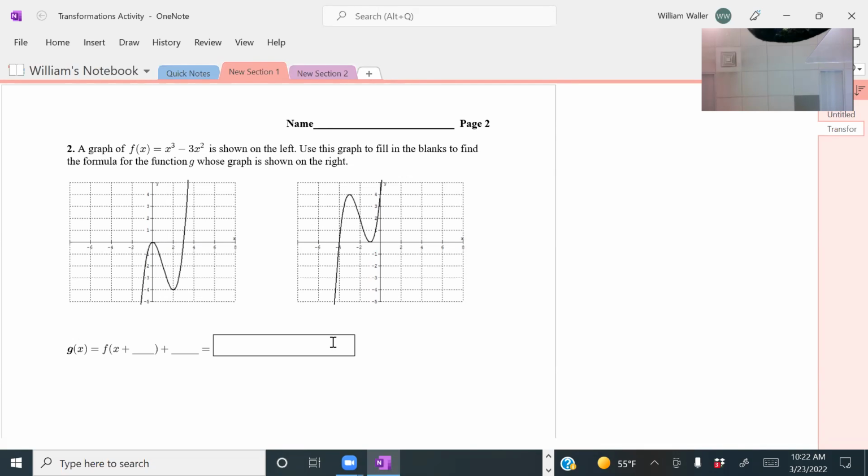So what shifts could you make to take f and make it g? The shape of the curve is exactly the same. It's just been translated to a different location. So what translations, what shifts did you apply? And then in the second box, we go ahead and fill those translations into the formula. All right, so you see what you're doing there. See if you can just count and see what those shifts are going to be.